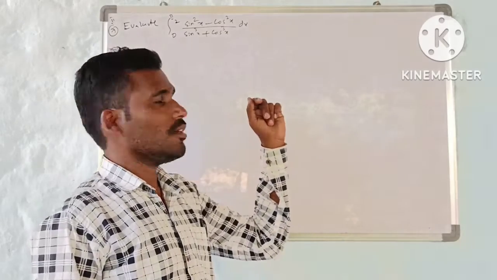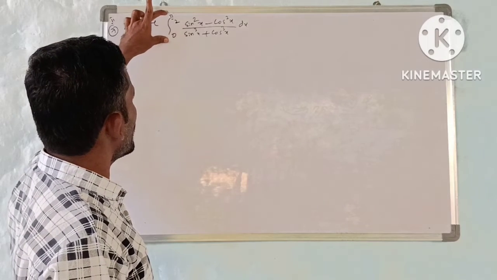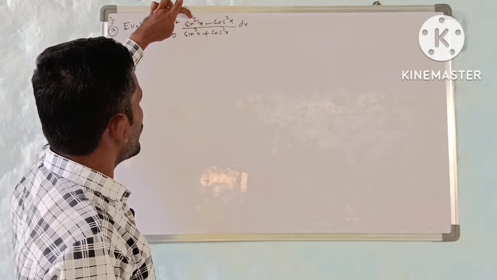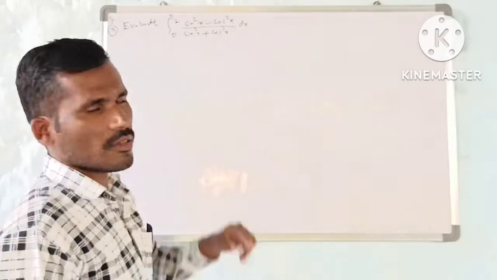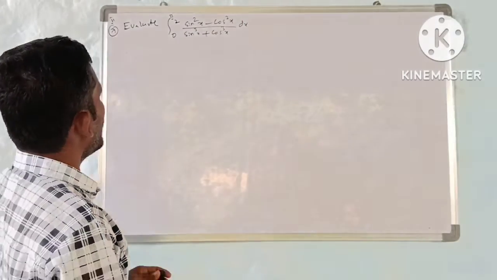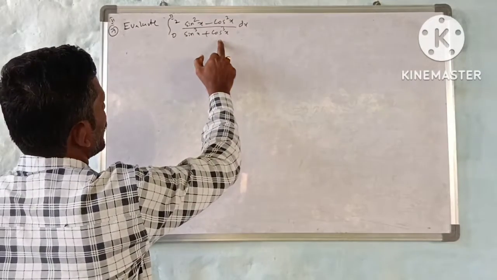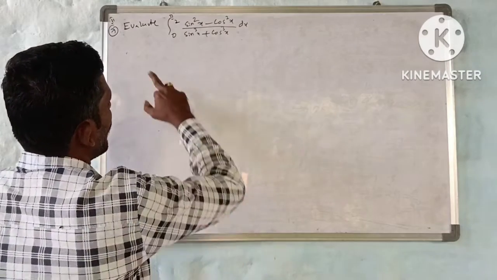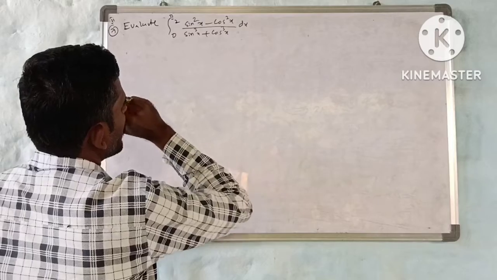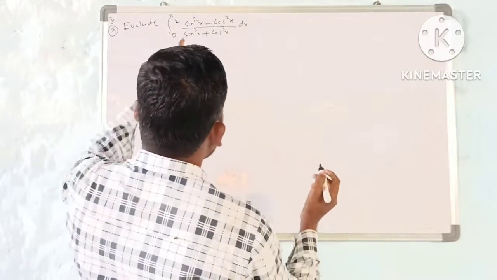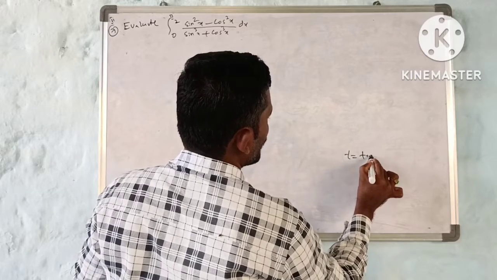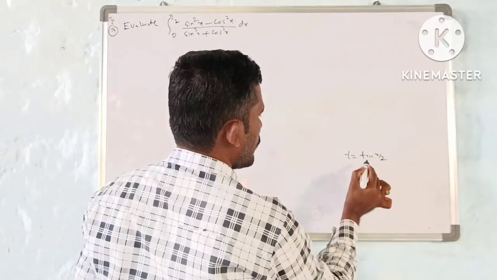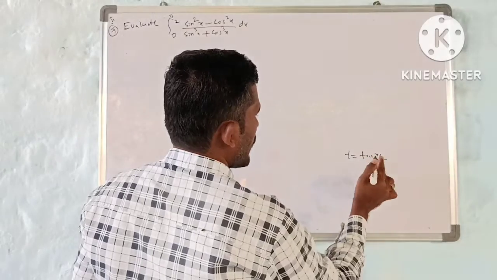Now the next one: evaluate the integral from 0 to pi by 2 of (sin square x minus cos square x) by (sin cube x plus cos cube x). So this is also a trigonometric integral, so directly it's not possible here. So we have a possibility. What is the possibility? t is equal to tan x by 2, and like that you have to take here.